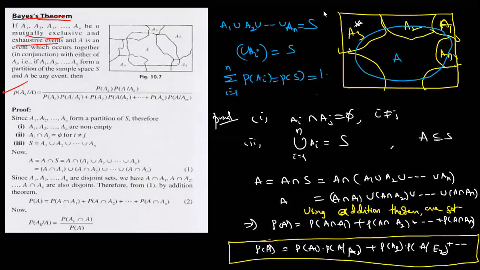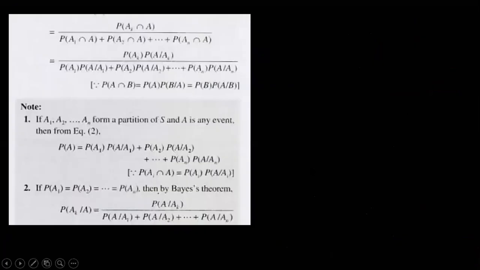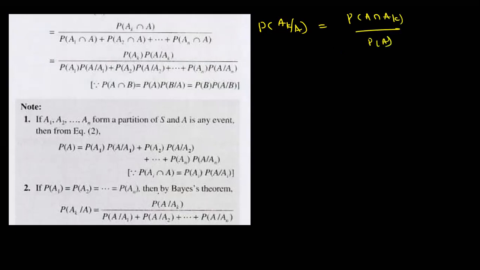Okay, good. Yes, students, what is the continuation? Now, what is the target here? P of AK by A. What is the conditional probability? P of A intersection AK divided by P of A. That's the meaning. Fine. So how do we write A intersection AK here, students? P of AK into P of A by AK, whole divided by P of A.